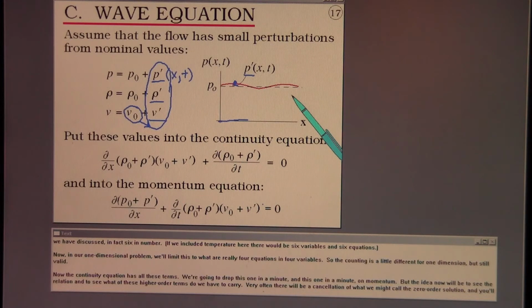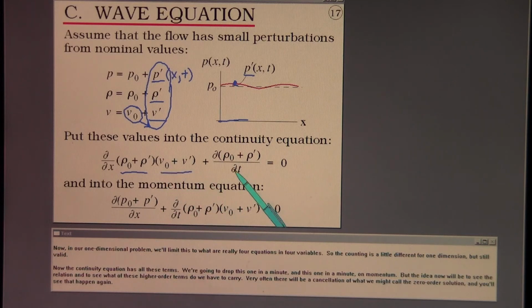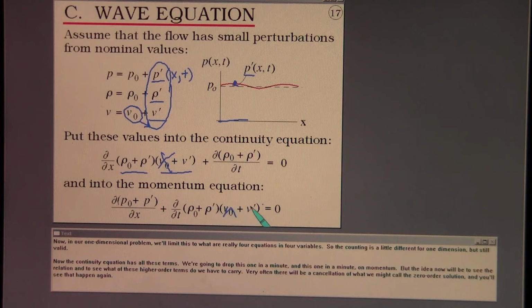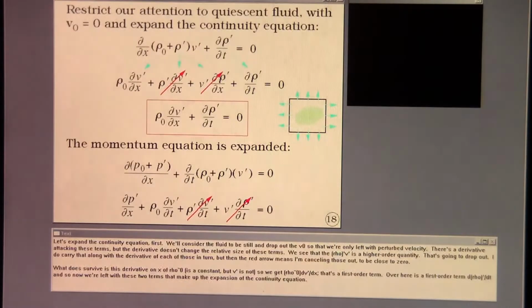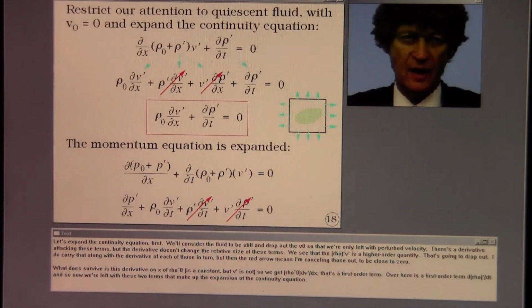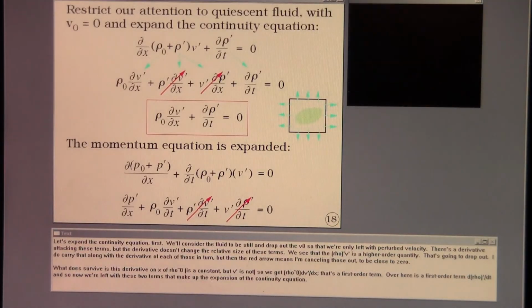Now, the continuity equation has all these terms. We're going to drop this one in a minute, and this one in a minute on momentum. But the idea now will be to see the relation and to see what of these higher order terms we have to carry. Very often there will be a cancellation of what we might call the zero order solution, and you'll see that happen again. Let's expand the continuity equation first.